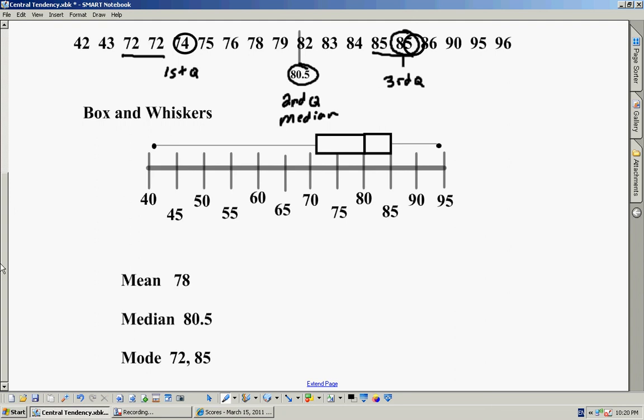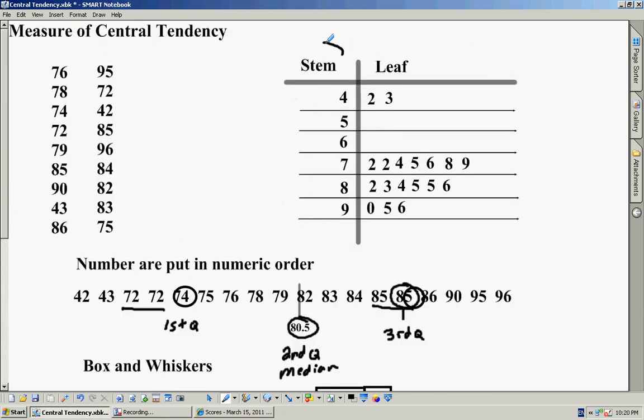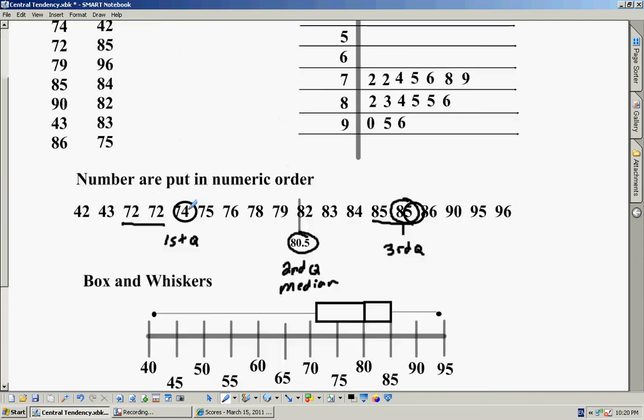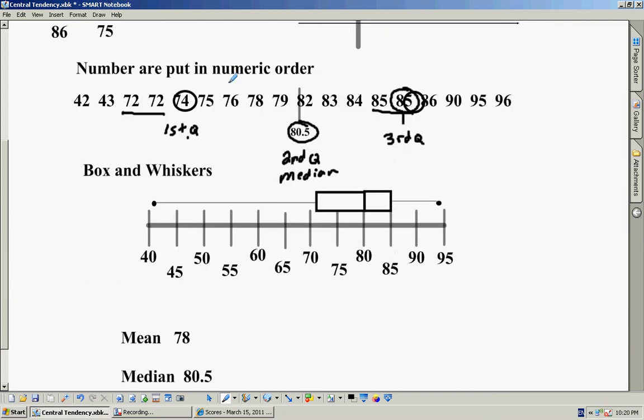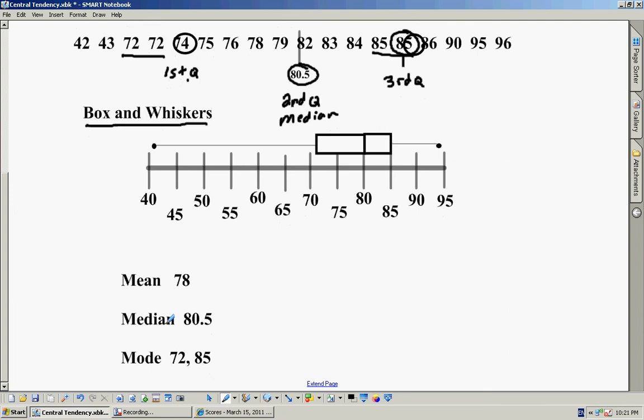Okay, what we've talked about so far is how to create a stem and leaf. We talked about how to put it in numeric order to find your first, second, and third quartile. We talked about how to use those quartiles to create your box and whiskers. And then we discussed how to find the mean, of course the median we already know, and the mode. Now it's time for you to practice on your own.